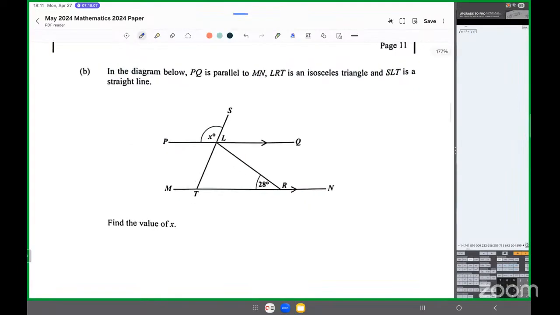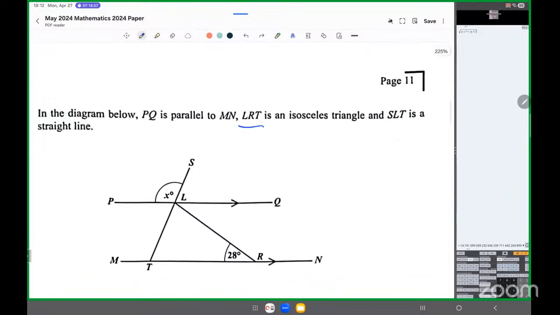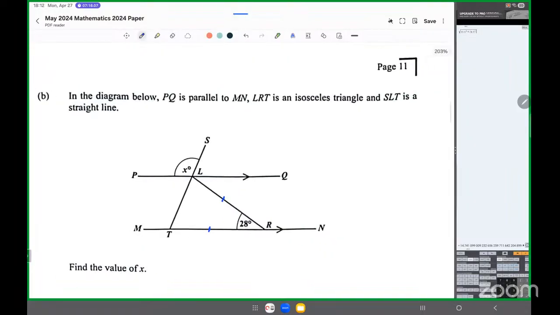It says LRT is isosceles. It means then that this length equals this length. I'm putting on those marks to say that they're equal. It means that these two angles are the same, because that's an isosceles triangle. They didn't put any marking on the diagram for this one, but the mark on this and the mark on this means that they are the same length. And SLT is a straight line.